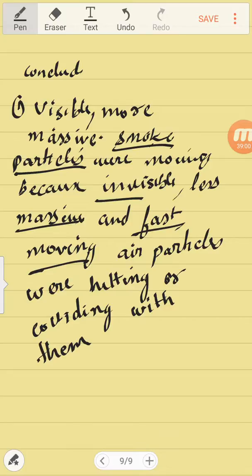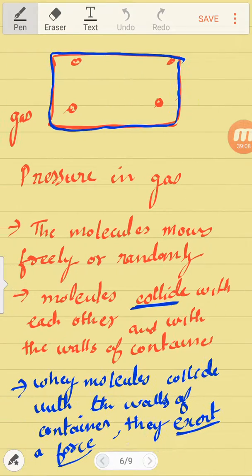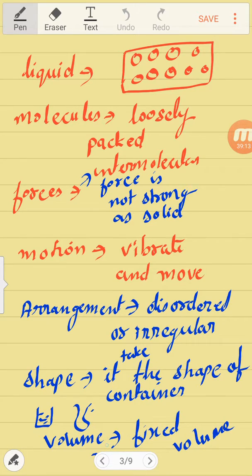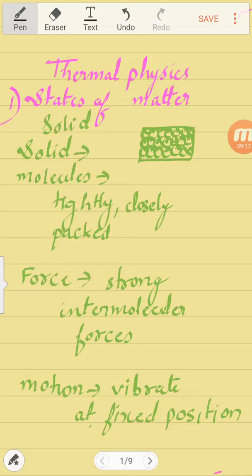Okay, now that's all. In the next topic I will explain about melting point and boiling point. For today this much. Now I have explained to you states of matter and pressure.